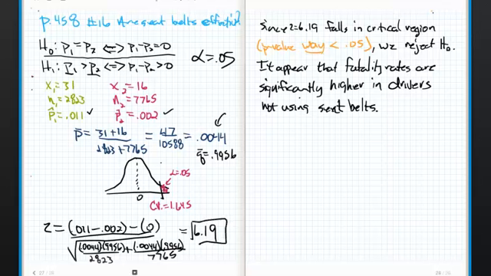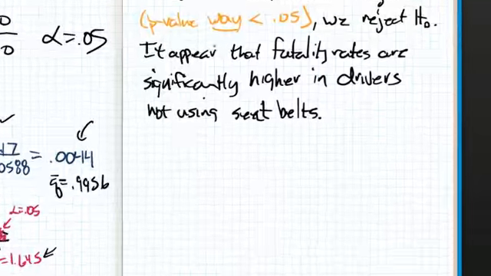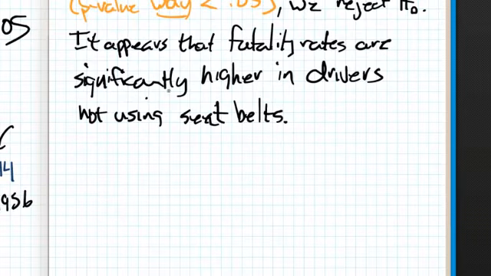And then this is my summary. Since z equals 6.19 falls in the critical region, it's larger than 1.645. By the way, that was my critical value for alpha equals 0.05. If we had to figure out the probability of getting values at least as extreme as z equals 6.19 standard deviations away from the mean, the probability of that's going to be very, very small. It's certainly going to be less than 0.05. We reject the null hypothesis. It appears that fatality rates are significantly higher in drivers not using seatbelts. Ta-da! And we're done.